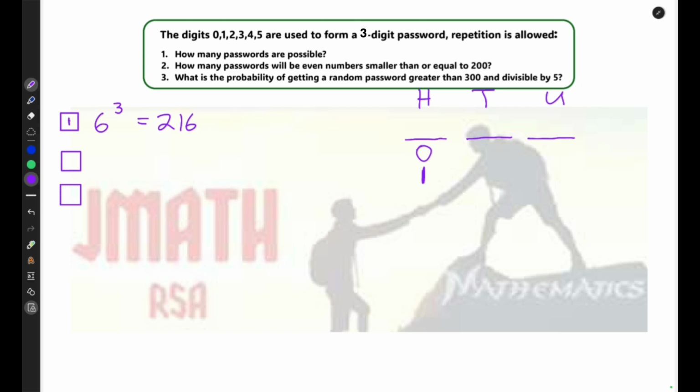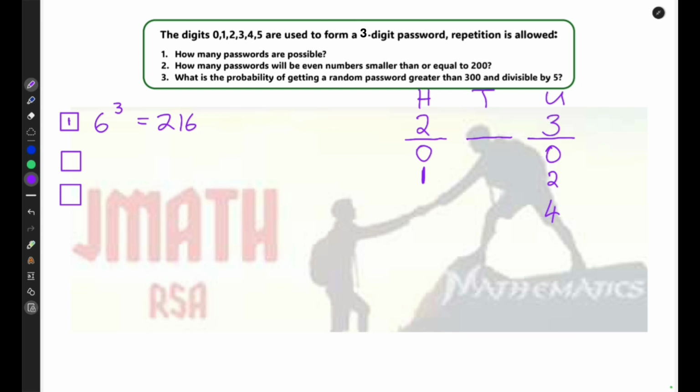The units column must now contain an even number, because a number is even if it ends on an even digit. So this is allowed to be a 0, a 2, a 4, a 6, or an 8. But they limited me and said I cannot go above 5, so I'm going to take away the last 2. That tells me I have 2 options for the hundreds column.